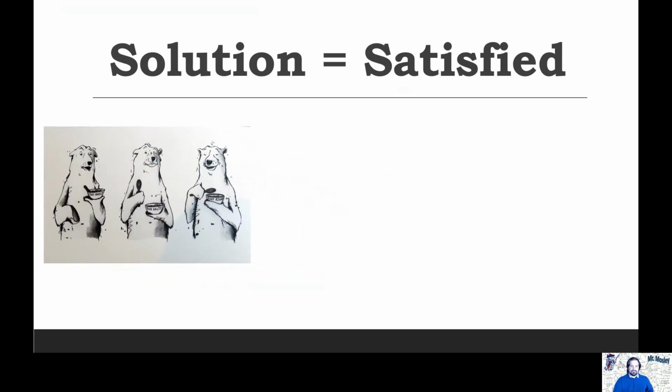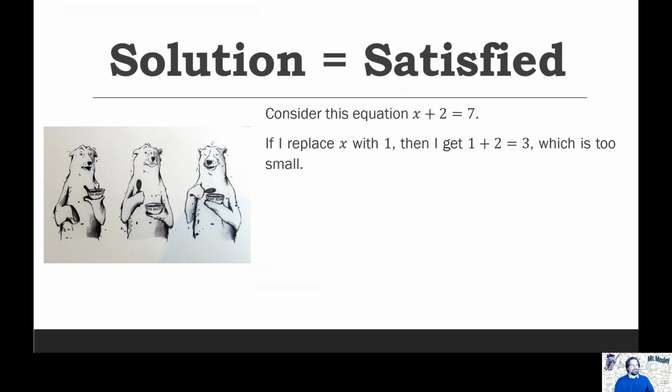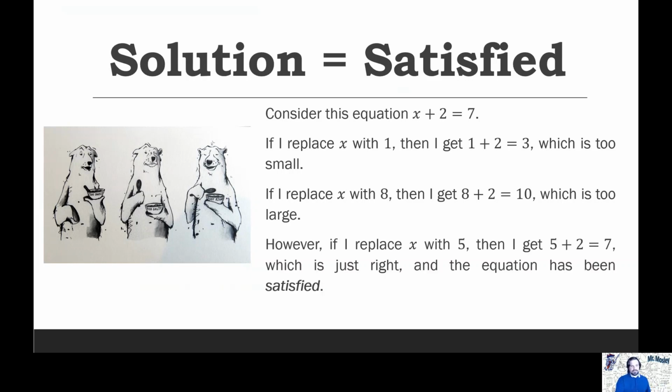So keeping on this theme, we'll consider this equation, x plus 2 equals 7. If I replace x with 1, then I get 1 plus 2 equals 3, which is too small. That value for x does not work. If I replace x with 8, then I get 8 plus 2 equals 10, which is too large. We undershot, then we overshot.